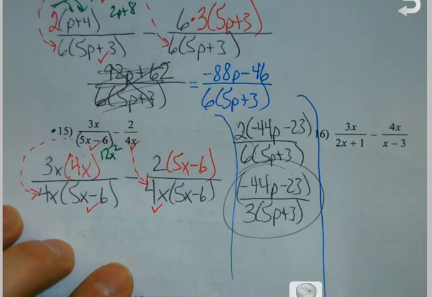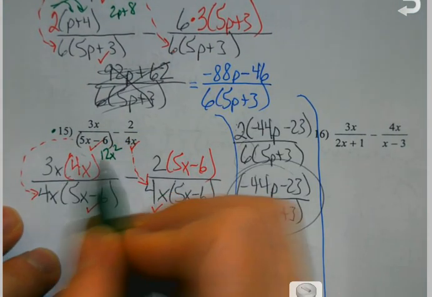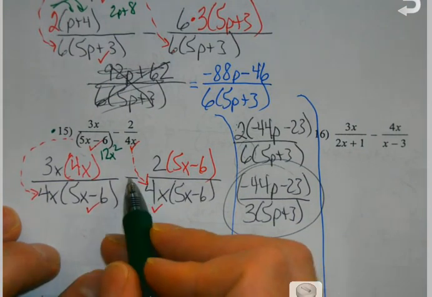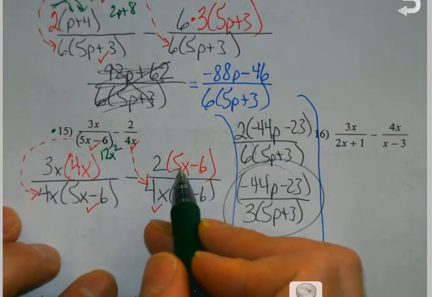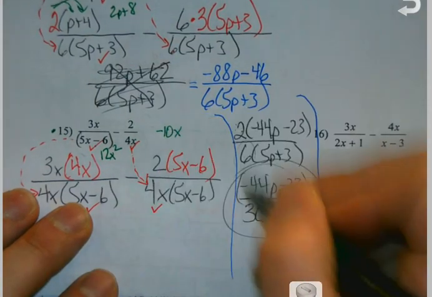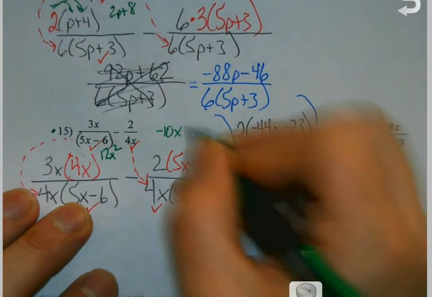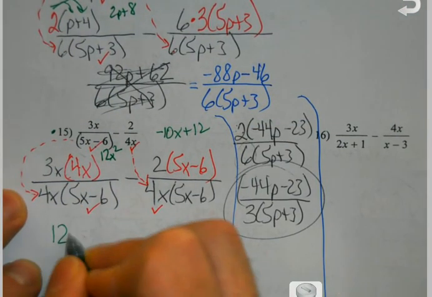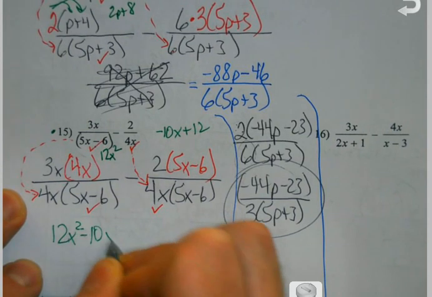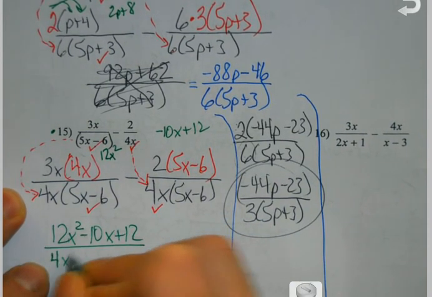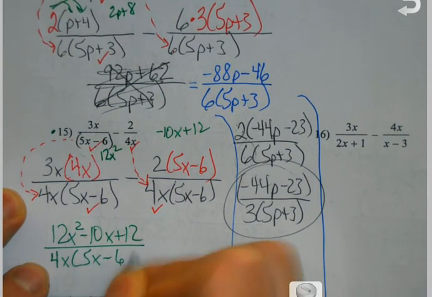12x squared on my first term. 3 times 4 is 12. X times x is x squared. Then here, remember, this is like having a -2 that I'm distributing through. So -2 times 5 is -10x. And -2 times -6 is +12. So let's see, I got 12x squared minus 10x plus 12 over all this goodness, and no, it is not time to go.